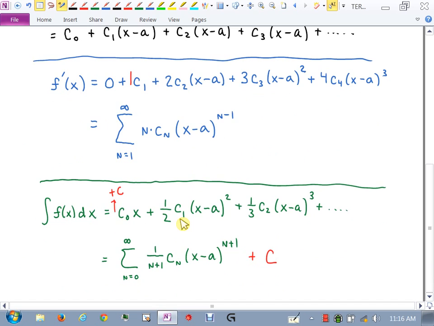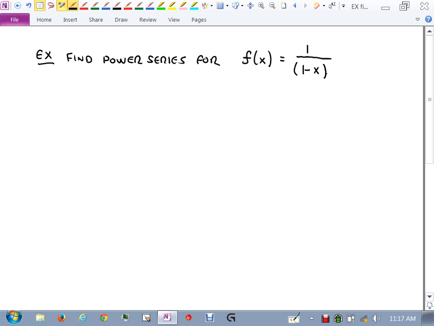Okay, let's see an example of utilizing this. Find a power series for f of x equals 1 over (1 minus x) squared.